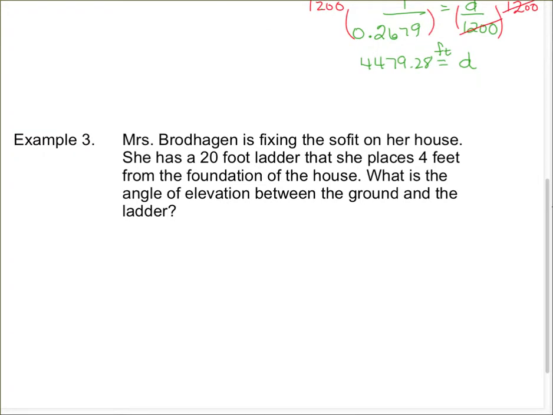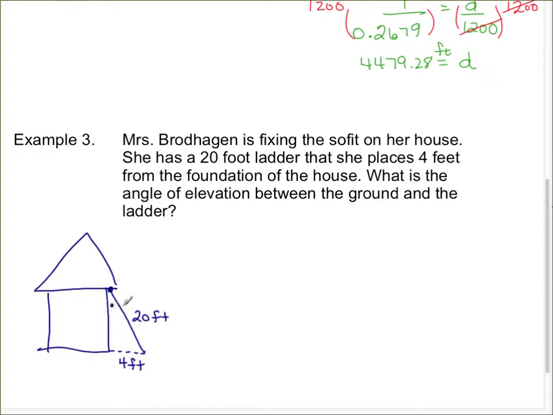So let's draw Mrs. Broadhagen's house. Here's our house. And Mrs. Broadhagen has to get up here. She has a 20-foot ladder, and she places it 4 feet out from the foundation of her house. So this ladder is 20 feet long, and she places it 4 feet out. What is the angle of elevation between the ground and the ladder?